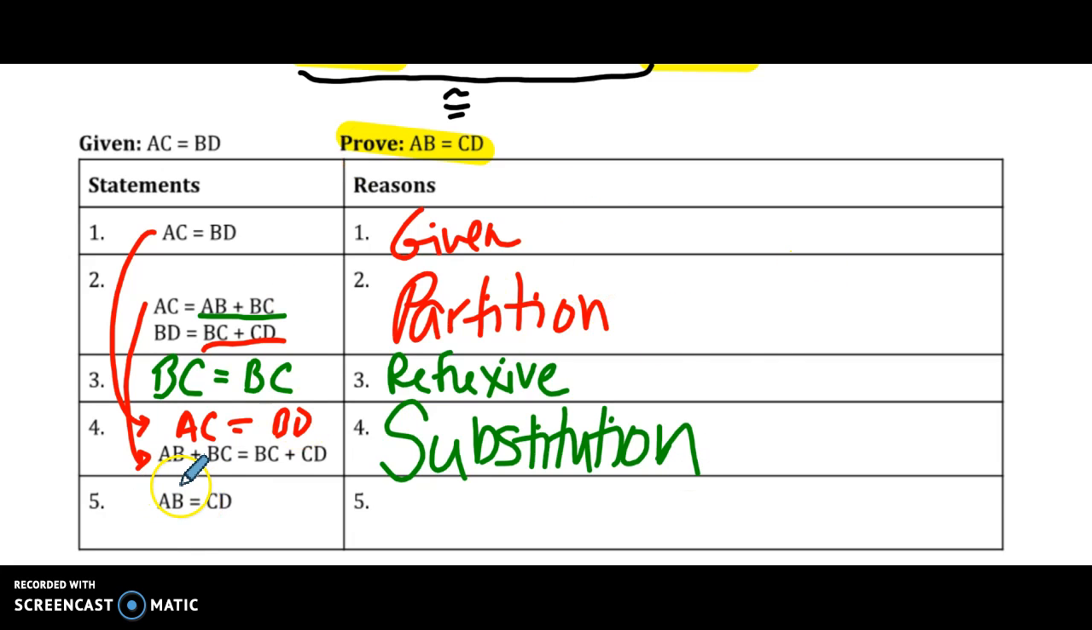And now let's take a look at the final step. So the final step gives us that AB and CD are the same. Well, notice if we subtract BC, which is equal to itself, from both sides, we are left with AB equals CD. That is the subtraction property of equality. If we subtract equal amounts, which is BC, from things that are equal, AC equaling BD, we are left with an equal difference, subtraction. And we can just write subtraction. You don't have to write subtraction property of equality. Subtraction is sufficient for us to know that you understood what that property meant.